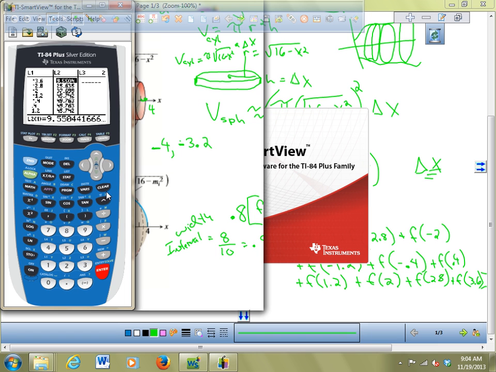So you do Y1 times list one. Y1 is my original equation, right? Well, not my original, it is pi r squared. I could put the delta x, the 0.8, right in there, but I don't want to do that because I want to show you that you're multiplying each one of those y values by a certain x value. Yes, sir.